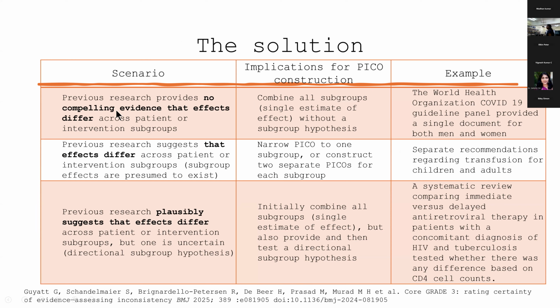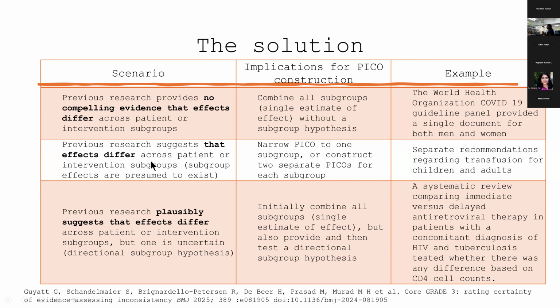So the first scenario is previous research shows no evidence that effects differ across the subgroups. So what does that mean when you construct the PICO? You basically combine all the subgroups and don't produce a subgroup hypothesis. So for example, when they were developing the COVID-19 guidelines, they felt that the interventions would be the same among men and women. So they didn't have to put two different subgroups saying guidelines for men, guidelines for women. They clubbed it and put guidelines for the adult population.